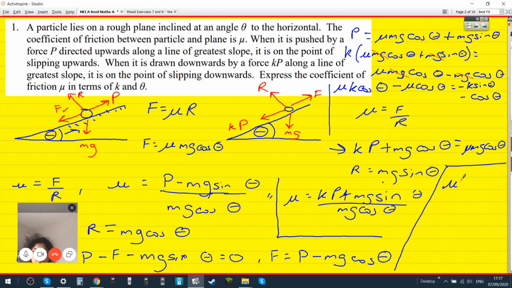So mu is equal to, and I'll write the other side as a fraction. So minus k sine theta minus cos theta over k cos theta minus cos theta. Okay, that is mu.